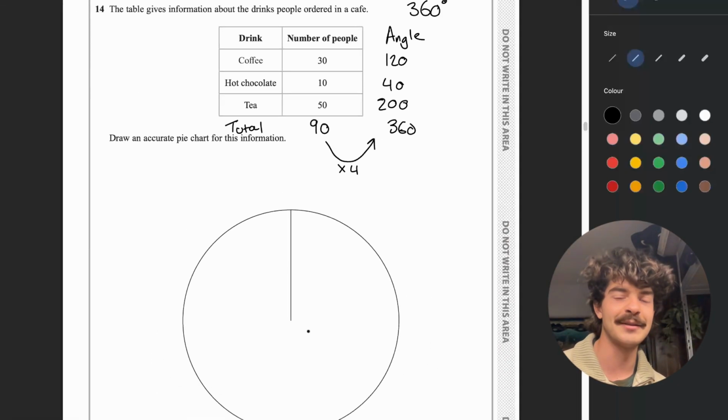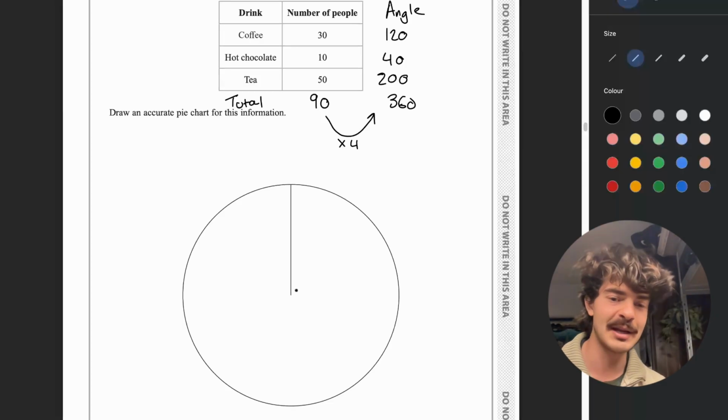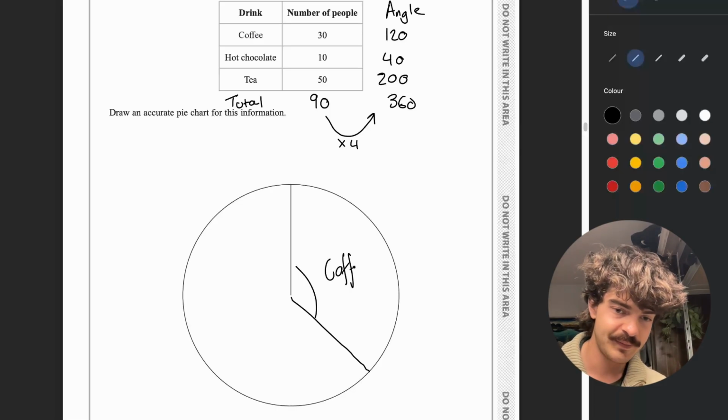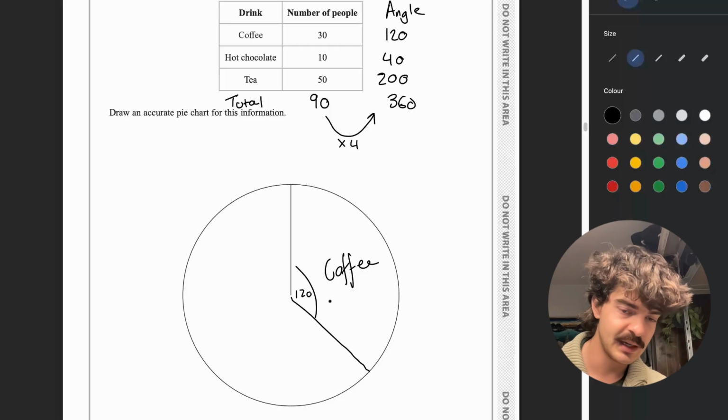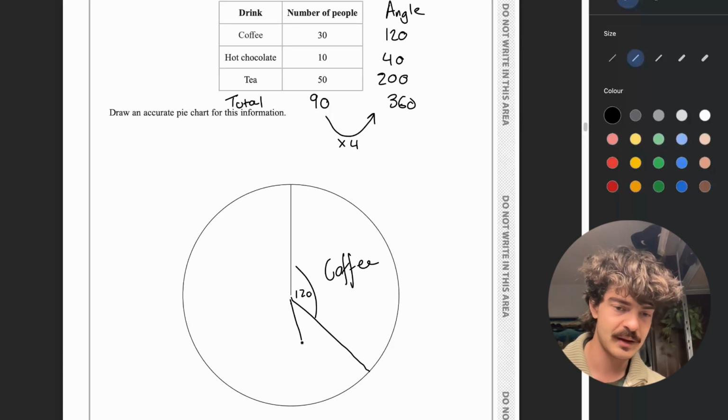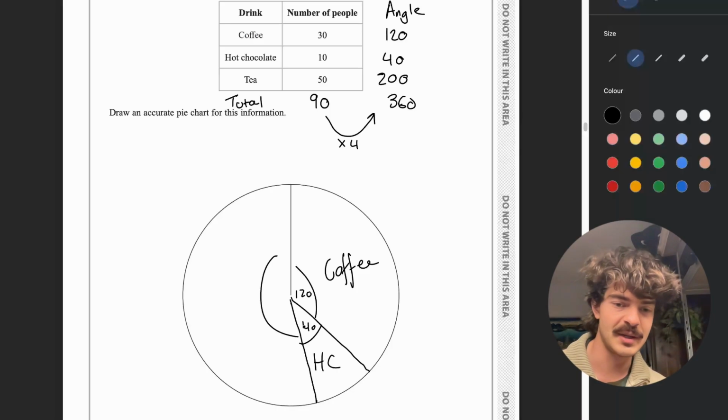Now, it would be your objective now to figure out what these would be, but I'm just going to sketch them on. Your 120 would roughly be here, and this would be your coffee. That'd be 120, and then you'd have 40, which would maybe take us to, I don't know, somewhere over here. And this would be your hot chocolate, and then everybody else, this would be your 200, and this would be tea.